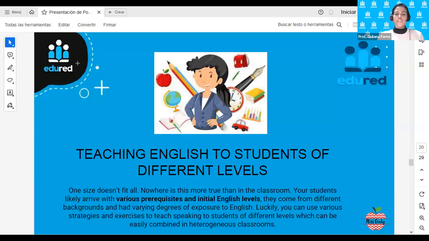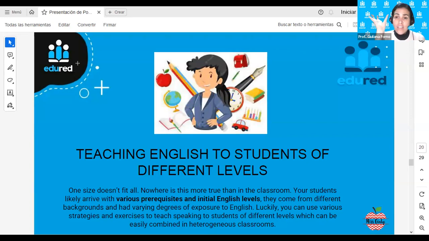Teaching English to students of different levels. We can't sort students because of their age. We can't sort students because of their grades. We can't sort students because, I don't know, their gender. But we need to sort students because of their level.